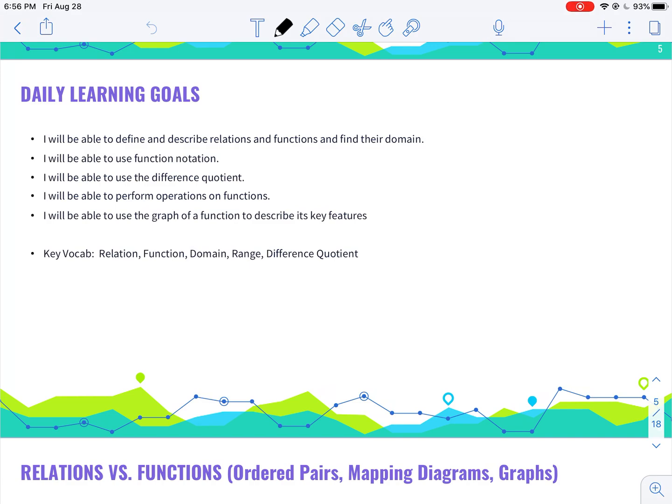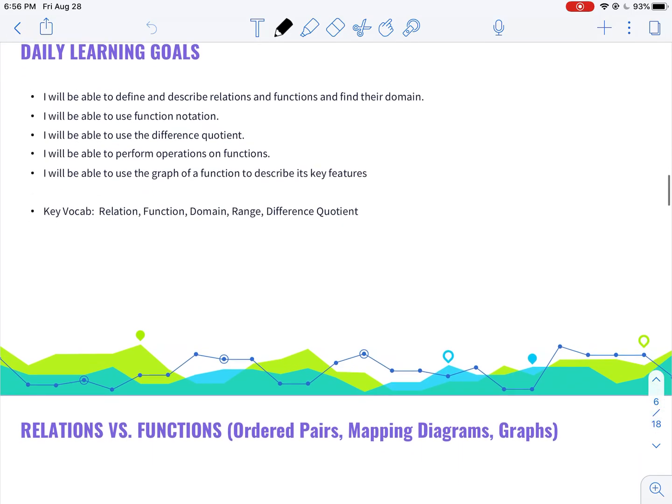We're going to be able to use function notation like f of x and g of x. We're going to talk about the difference quotient. A difference quotient is like the slope formula. So you're finding the difference between two numbers, like the change in y over change in x in the slope formula. We're going to be able to perform operations on functions, like adding functions, multiplying them, subtracting them, dividing. And then we're going to talk about the key features of functions when we graph them.